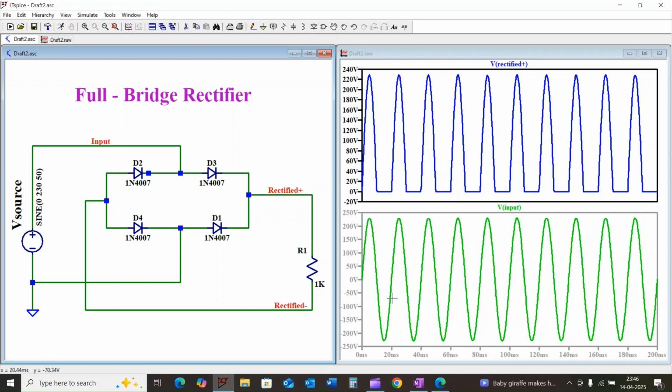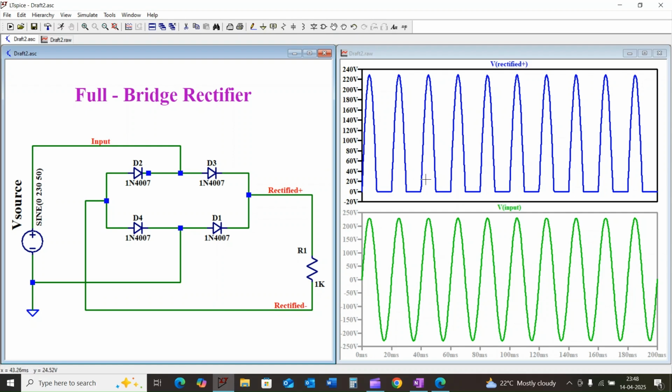You can see it's a nice 50 hertz sine wave with a peak voltage of 230 volts. Now look at the blue color trace. This is the voltage across the load resistor, our rectified output. Notice how the negative portion of the AC waveform has been flipped to the positive side. This is pulsating DC. It's a step in the right direction, but it is not a smooth DC signal yet.